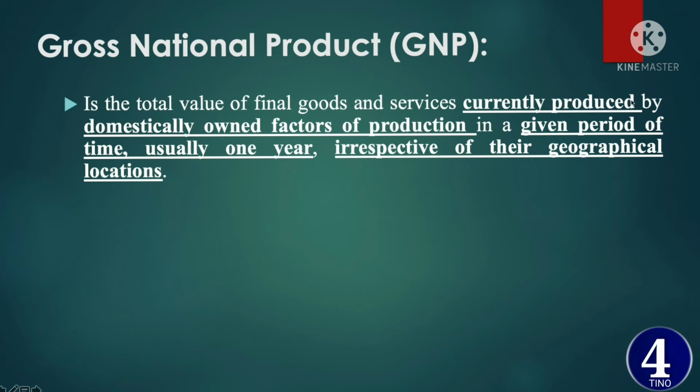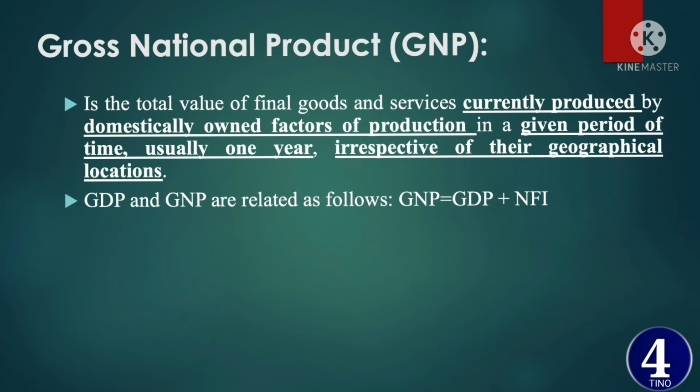Any production by domestically owned means that the country owns these factors of production, which are resources. If it is workers, it means citizens of that country in a given period of time, usually 1 year, irrespective of their geographical location. In GDP, geographical location inside the boundary of the country is considered, irrespective of citizenship. But here, citizenship is considered irrespective of the geographical location of the resources or the citizens.